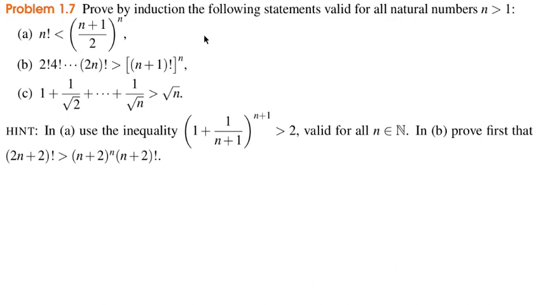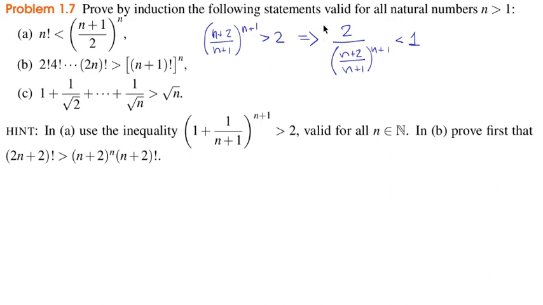So we can write this way. Let me write it here. So this is n plus 1 plus 1, so (n plus 2 over n plus 1) to the n plus 1 power greater than 2. Or in other words, we can write this like this: 2 divided by (n plus 2 over n plus 1) to the n plus 1 power is smaller than 1. Okay, so this is the same statement that we're given in the hint, but it will be useful for when I deal with this.